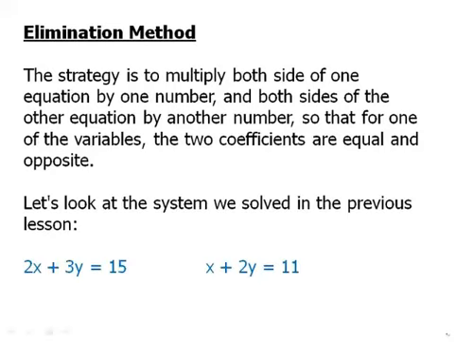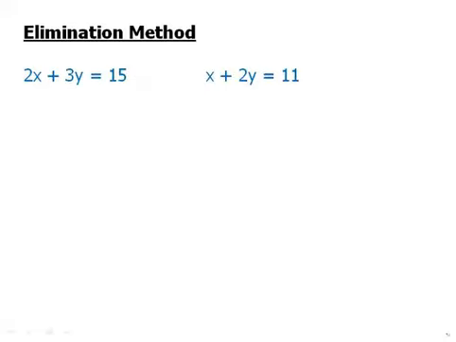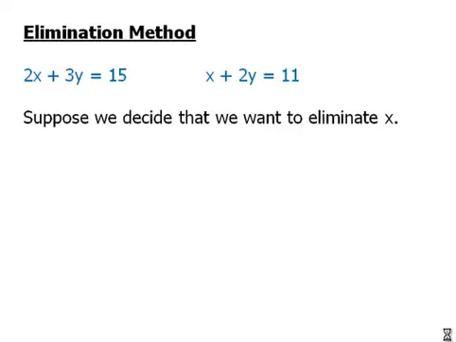Let's look at the system we solved in the previous lesson. This is a system we solved with substitution, and it works well for substitution because we have that one variable, x, with a coefficient of 1. We're going to solve this same system now with elimination. And we're going to solve it in two different ways. So suppose, first of all, we want to eliminate x. The very first step in elimination is we have to choose the variable we want to eliminate.